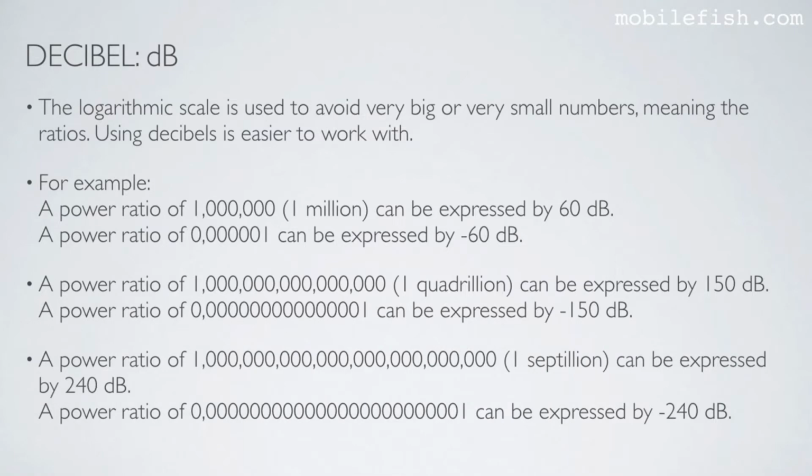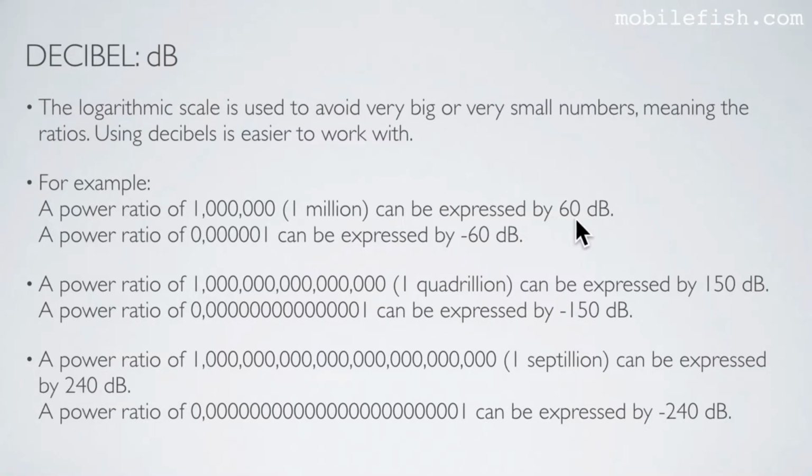A power ratio of 1 septillion can be expressed by 240 dB. A power ratio of 1 septillionth can be expressed by minus 240 dB. As you can see, instead of writing this large number, you can write this small number. So it is easier to work with small numbers instead of these big numbers.